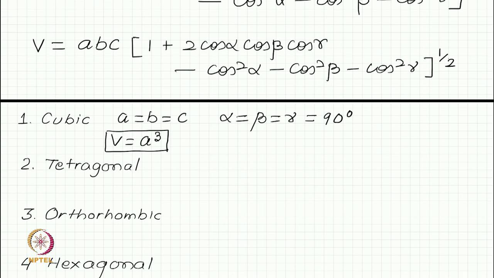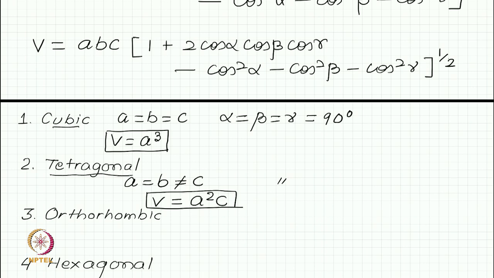For tetragonal it is the same thing, angles are still 90 degrees, two sides are equal, the third side is not equal. So, now you have V equal to A square C. Orthorhombic, none of the sides are equal, all angles are still 90 degrees, V becomes just the product of A, B and C.